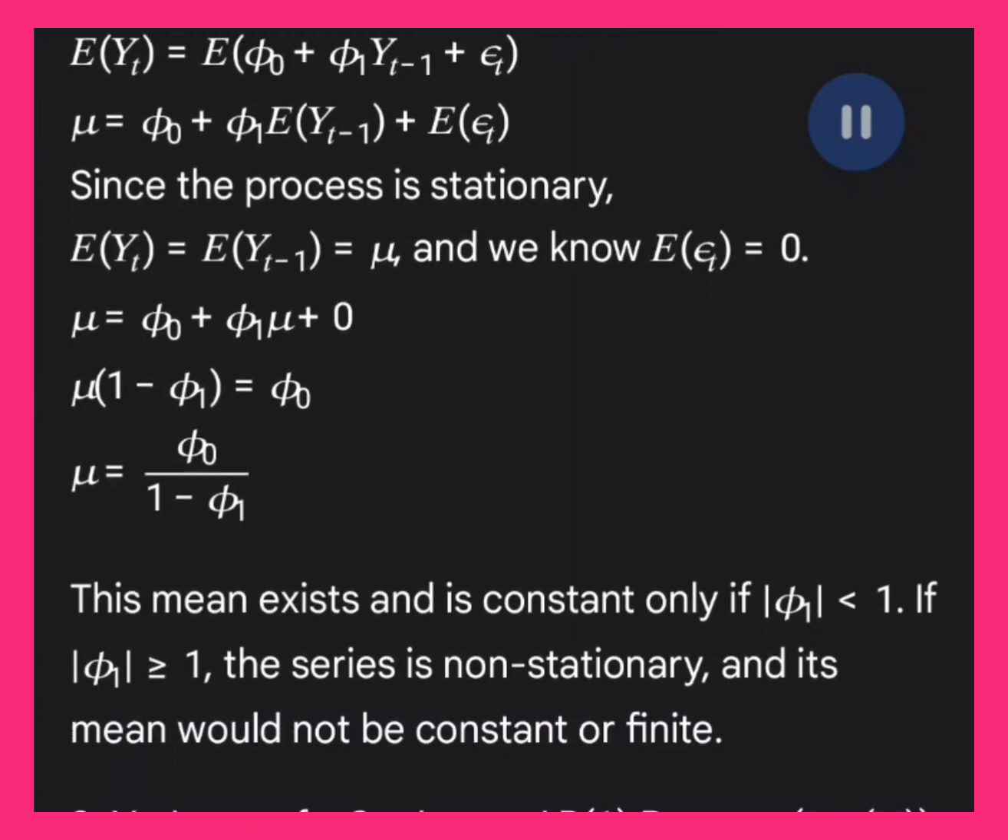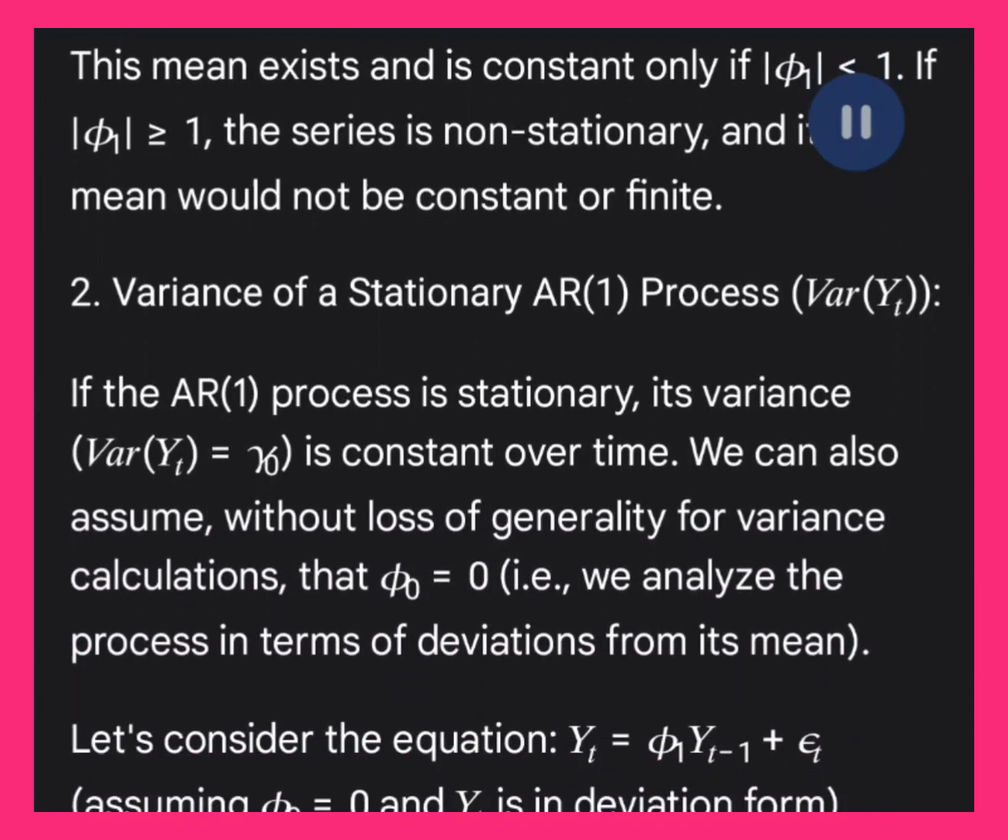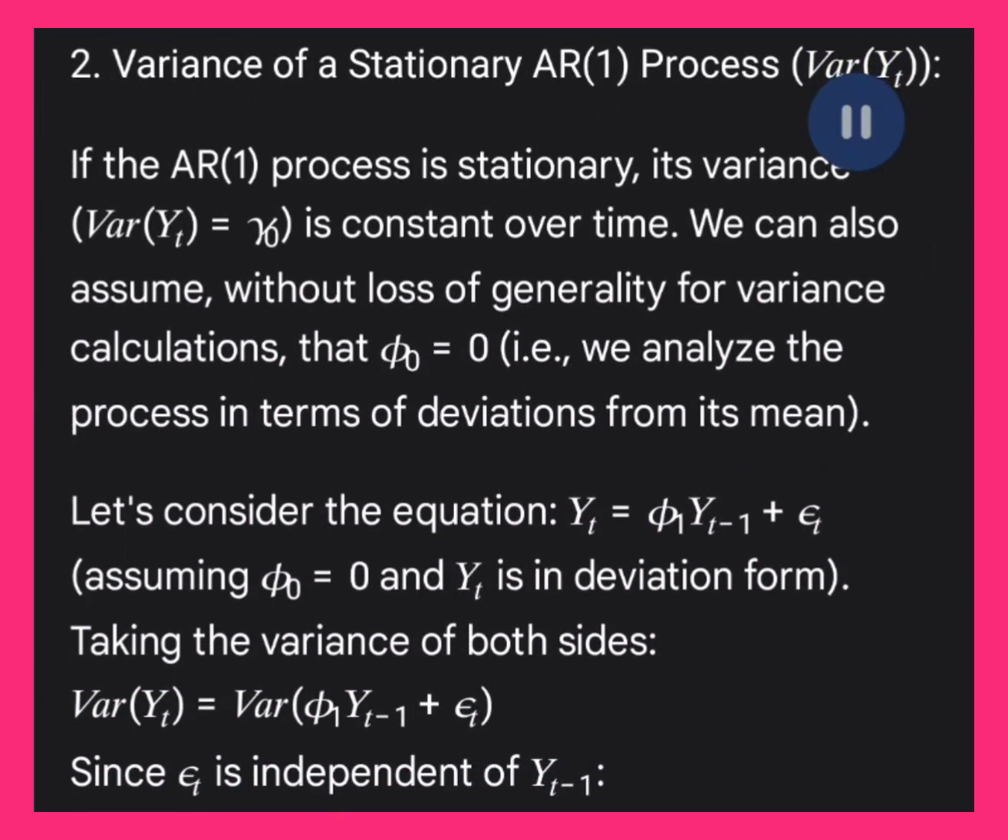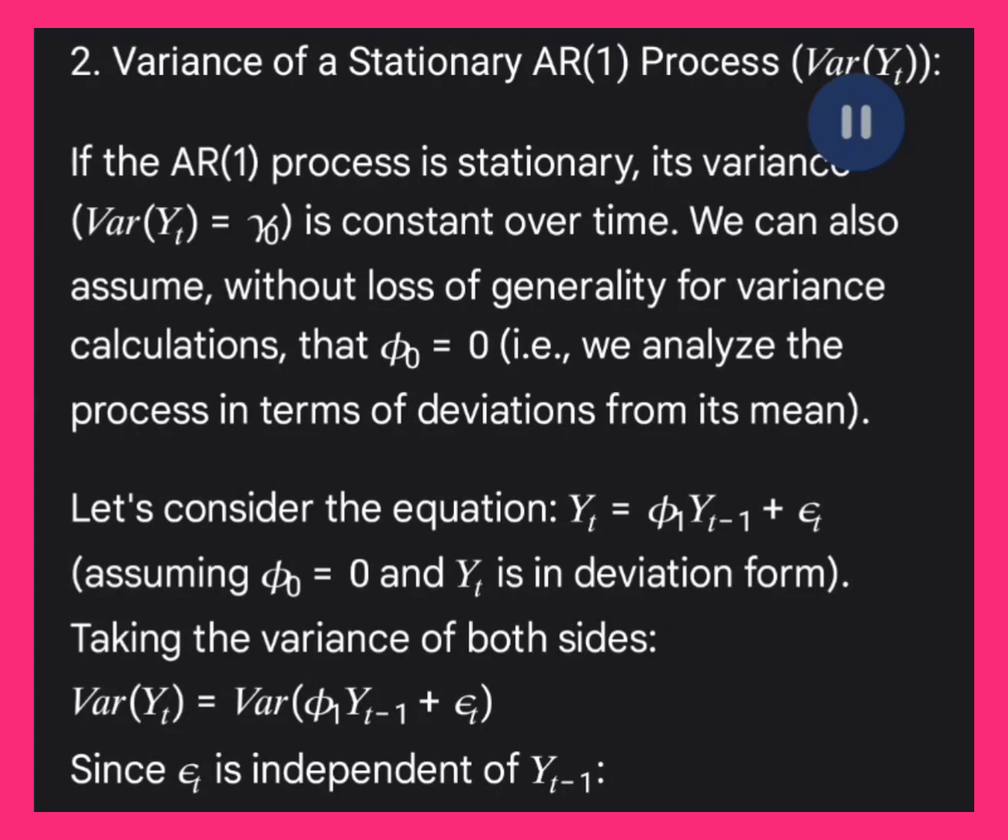2. Variance of a stationary AR(1) process, Var(y_t). If the AR(1) process is stationary, its variance, Var(y_t) = γ_0, is constant over time. We can also assume, without loss of generality for variance calculations, that φ_0 = 0, i.e., we analyze the process in terms of deviations from its mean. Let's consider the equation y_t = φ_1 y_{t-1} + ε_t, assuming φ_0 = 0 and y_t is in deviation form.